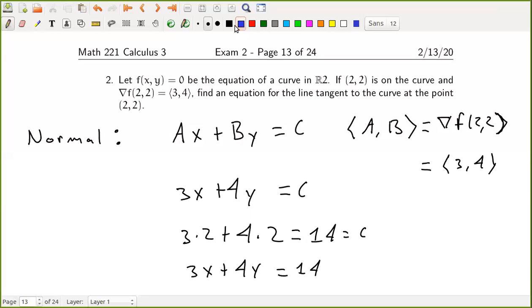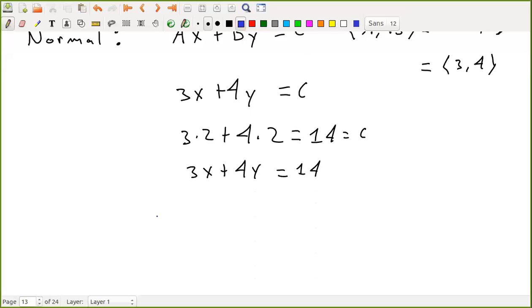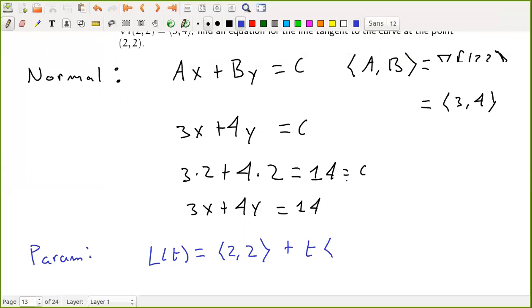And now let's get the vector parameterization. The parameterization is going to be L(t) is equal to a point on the line, which is (2, 2), plus t times any vector that is parallel to the line. Well, we know that (4, -3) is perpendicular to the line, so this means (-4, 3) is parallel. Okay, so this is how we do it.